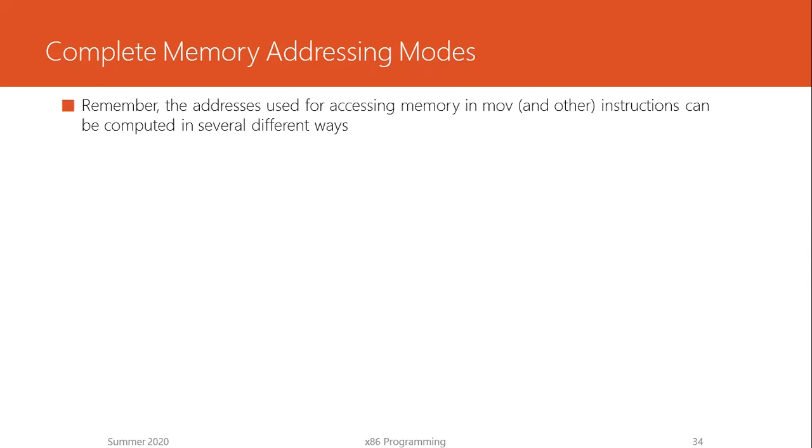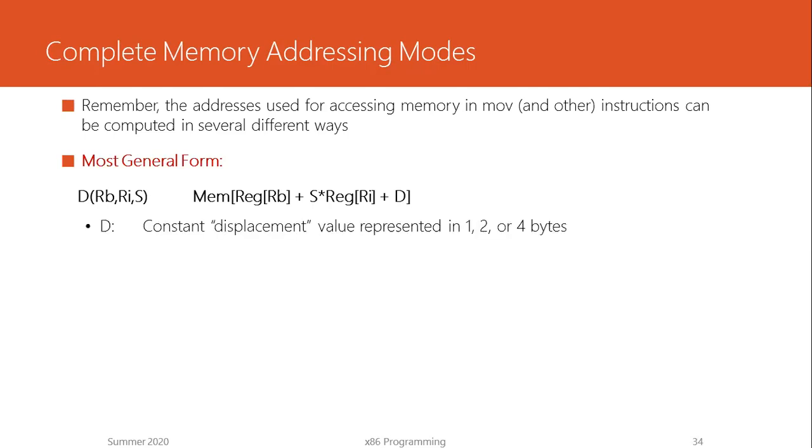Remember the simplest form of addressing used in the move instruction for accessing the memory, where we used a register in parentheses that is interpreted as the address of a location in memory. And we saw a lot of this kind of addressing in the swap function. So the most general form of addressing memory is a combination of this D, RB, RI, and S. D is a constant displacement, also called the offset, and the value can be 1, 2, or 4 bytes, something that is added to the final result here.